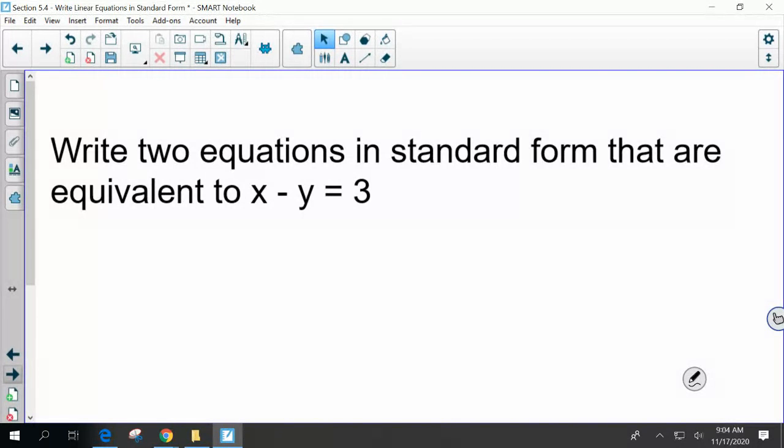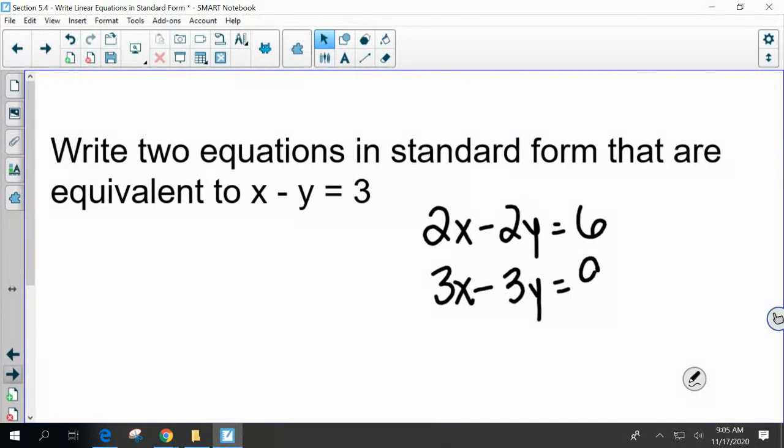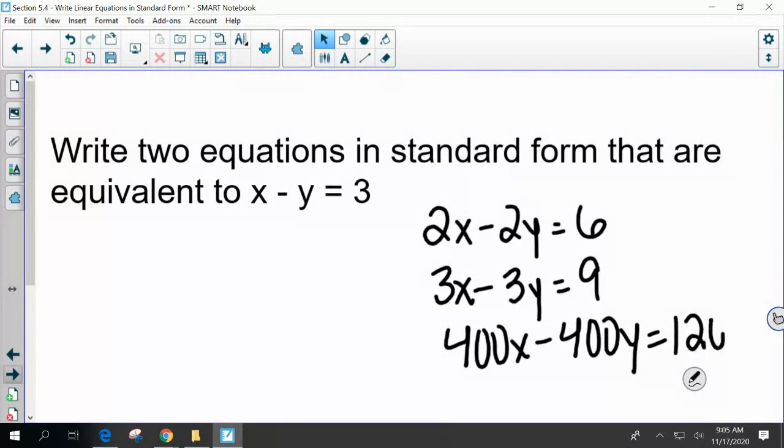Okay, Jay, can you share one of your answers? 2x minus 2y equals 6. Okay. Keaton, can you share one? 3x minus 3y equals 9. Anybody have a different one? Everybody do 2 and 3? Go ahead. 400x minus 400y equals 1200. I knew someone was going to do that. Well, that also works. Okay.